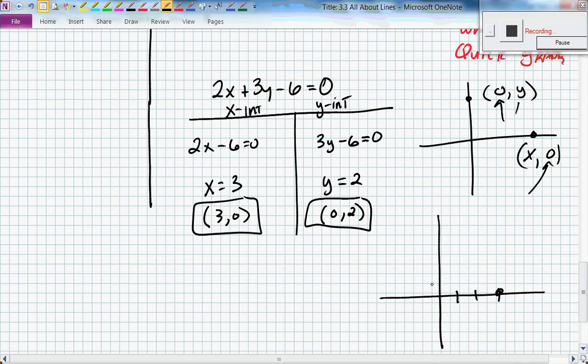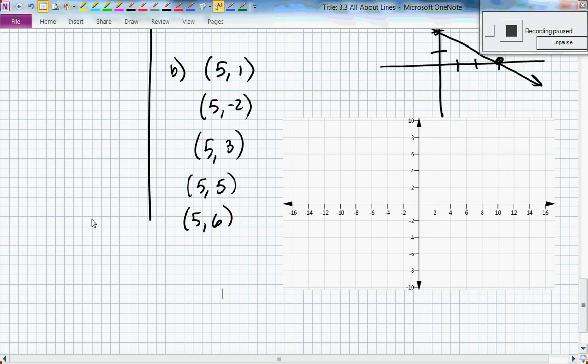Where's the point 5, comma 1? So where do I go first? Go 5, then what? Okay, good. Then what? 5, negative 2. So 5, negative 2 right here. Okay, then what? 5, 3. So 5, 3. Is this right? Okay, then what? 5, 5. Then what? 5, 6. So where's that? Is that like up here?